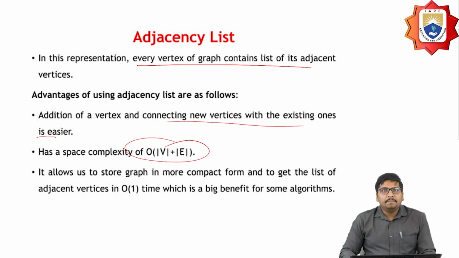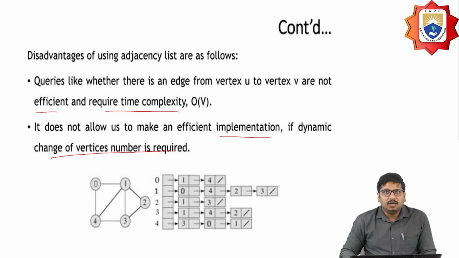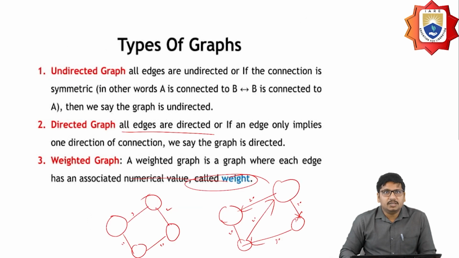Adjacency list is very easy to implement. Each vertex of the graph contains the list of adjacent vertices and has very less space complexity, and it also allows us to store the graph in a more compact form, which is a big benefit for many algorithms. And the disadvantage is that the time complexity should be big O of n, since there is an edge from one vertex to another vertex, and also, to make an efficient implementation, dynamic changes of vertex number are required here.